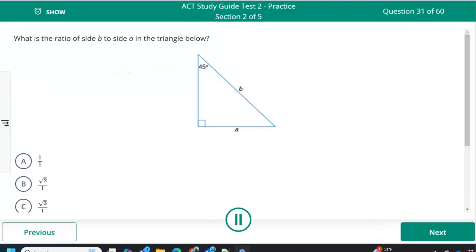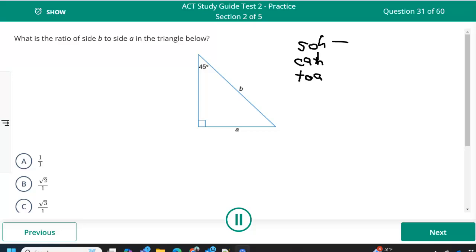What is the ratio of side B to side A in the triangle below? Let's remember this. So, CAH, TOA... What do we have here? We have the angle here. So we have the opposite and the hypotenuse. So what we want is the sine.